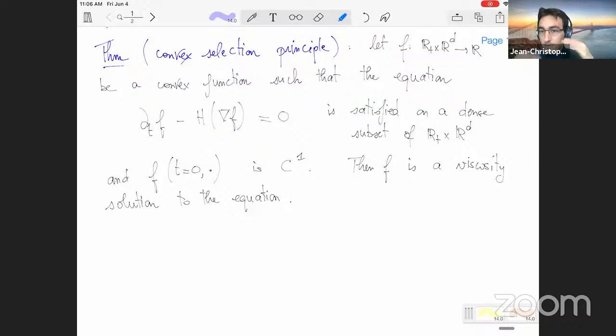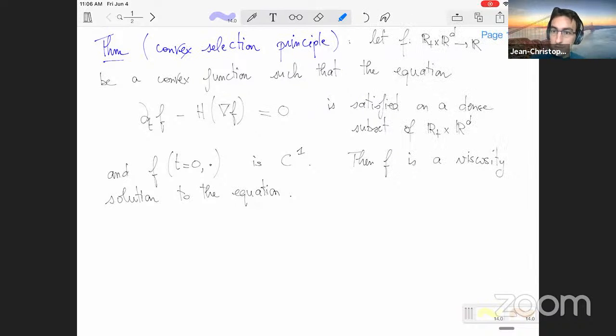So if you force the function to be convex, or alternatively, if you force the function to be concave, then it suffices to check the equation on a dense subset of points, and that the initial condition is C1. This is also a necessary assumption, and this is reminiscent of what we have seen in large deviations. So, are there questions on the statement?